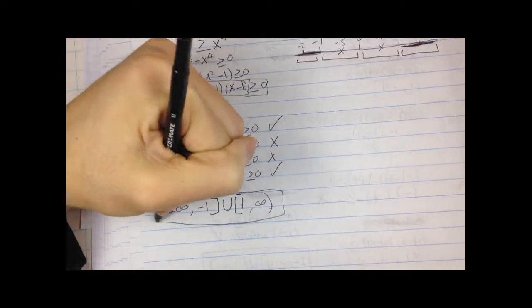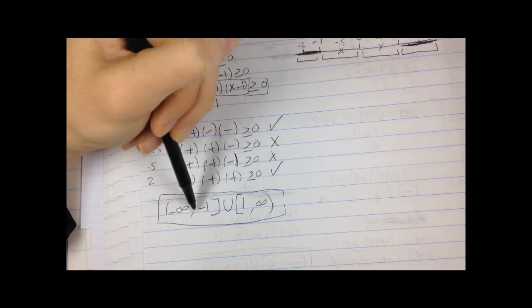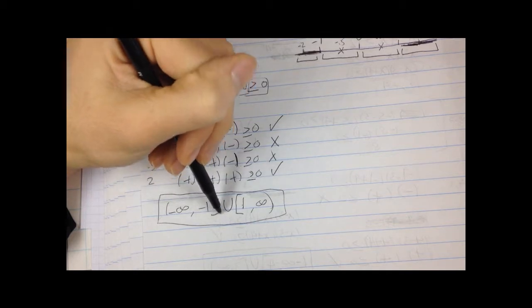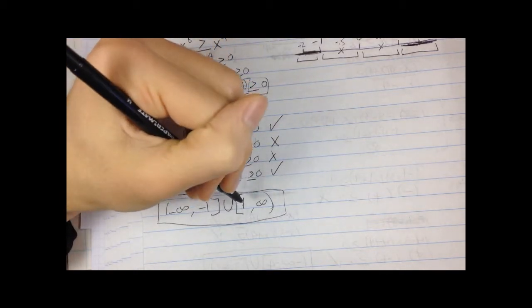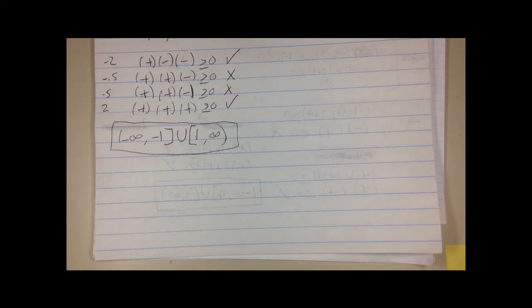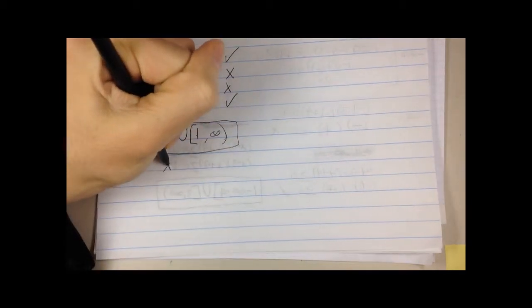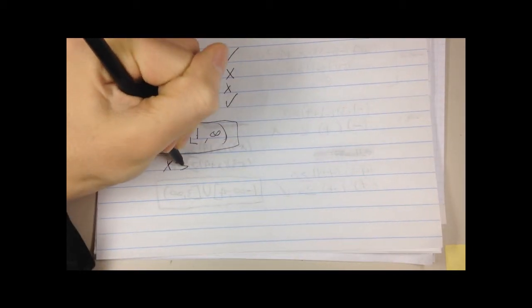So our solution for x to the 6th is greater than or equal to x to the 4th is going to be negative infinity to negative 1, and then we're going to have a square bracket, and then union 1 to infinity. One thing you want to watch out for when you're solving this inequality, and this is a pretty easy mistake to make.